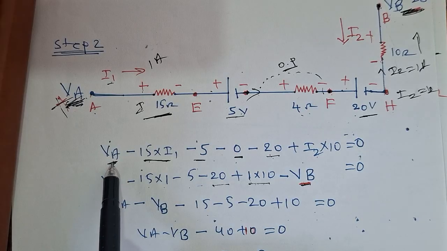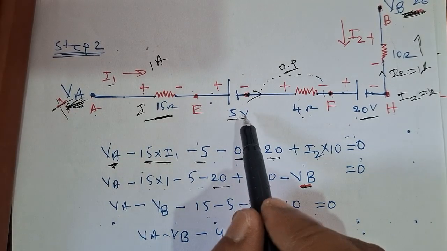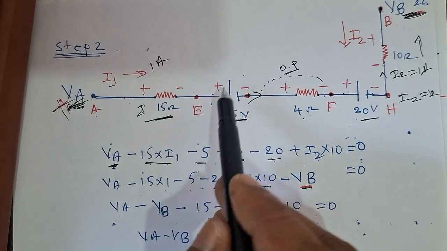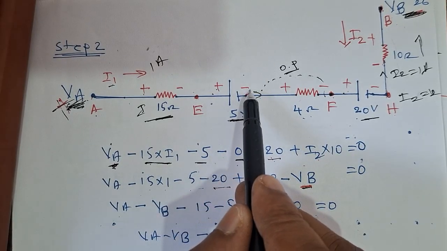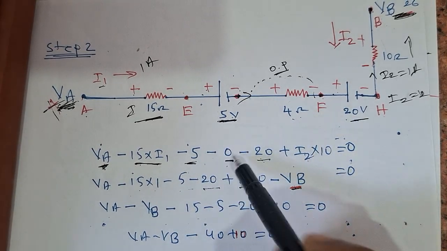So VA minus I1 into 15, minus 5 volts. Again this is the voltage source, moving from higher potential to lower potential, therefore this will be minus 5, equal to 0.